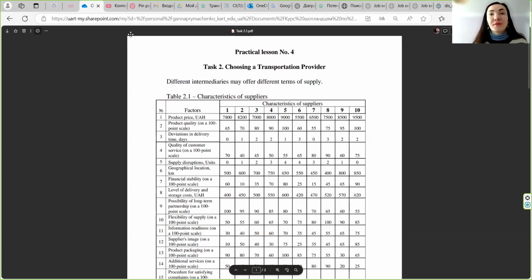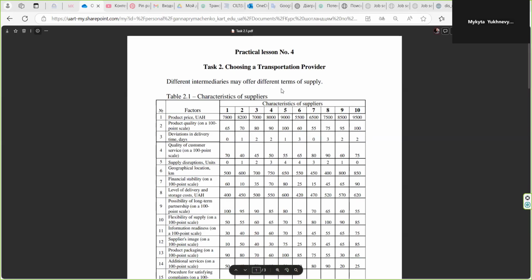Okay, I stop sharing my screen and stop my recording. I continue sharing my screen with our task 2.1.